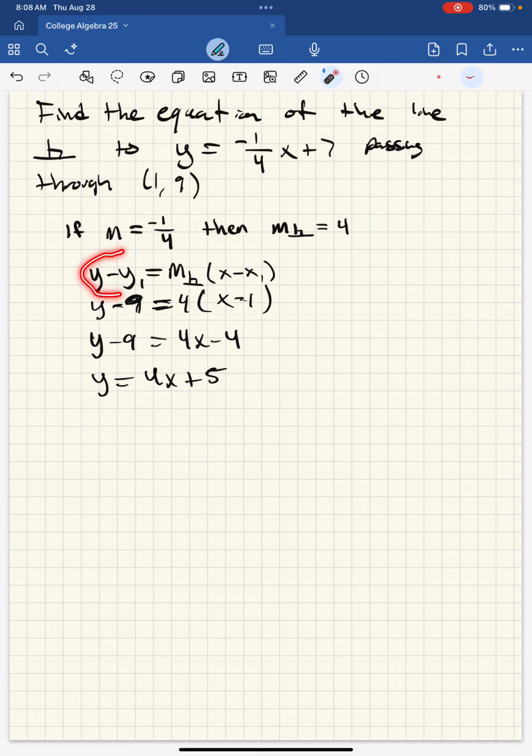Now we revert back to the base case. And I'm just being specific here with my m perpendicular because the slope of the line that we are looking for has the perpendicular slope. So sub in for m perpendicular, x1, y1, and simplify. Again, we could put that in standard form. We could also be asked to graph that line.